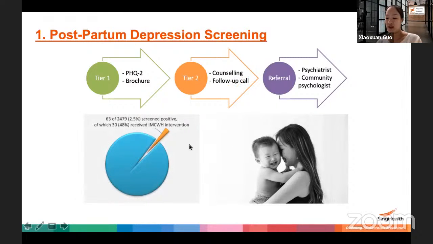We also noticed that there were some moms who declined intervention. Hence, we added in a follow-up call at 2 weeks and also point them to the helplines that are printed on the brochure that they were given at the first visit.